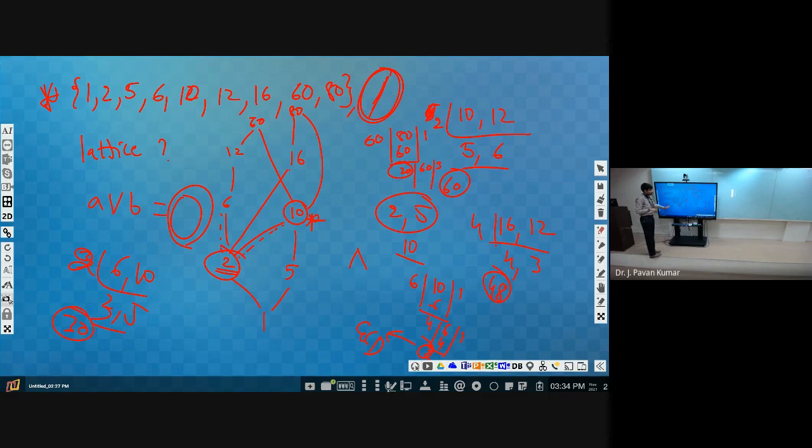Okay, is this clear? What is meant by meet, what is meant by join, what is meant by meet semi-lattice, what is meant by join semi-lattice, then what is meant by lattice, and how we can identify a lattice by seeing the relation directly. Okay, this is what we have seen in this particular class, right?